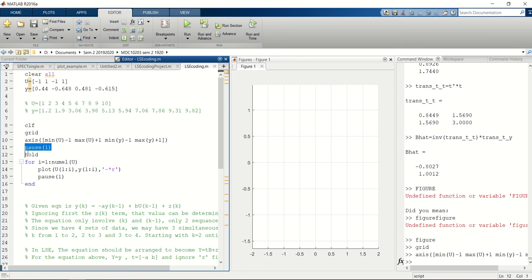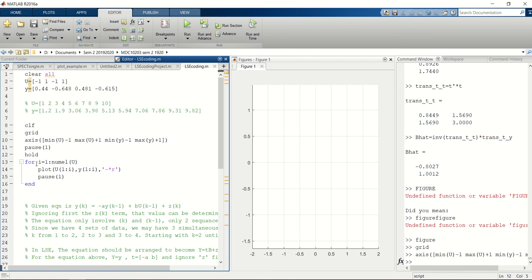Okay, pause. What is pause? Pause is we pause our figure for 1 second. I put it here 1. If you want half a second, we put 0.5 here. So it's up to you. And I hold it so that this graph will remain like this, and I can superimpose whatever plotting after that.